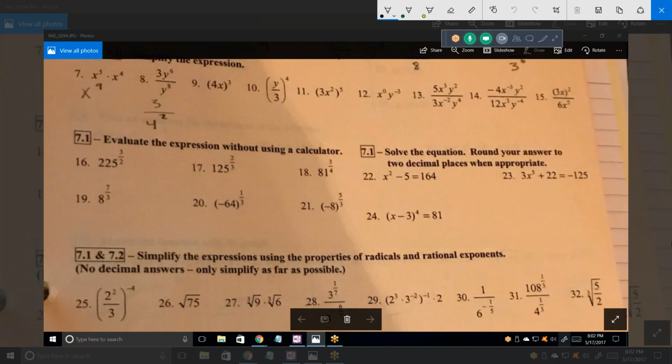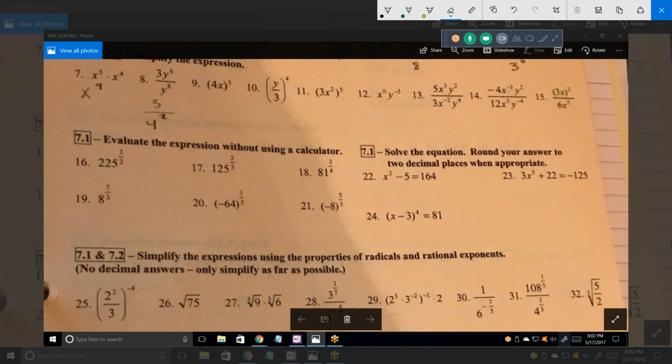So what's number 9? I was confused on this one. Would it just be everything in the parentheses is being cubed? Okay. That's the point of them. In other words, that's not the same expression as that. If you wrote it like that, only the x is being cubed.